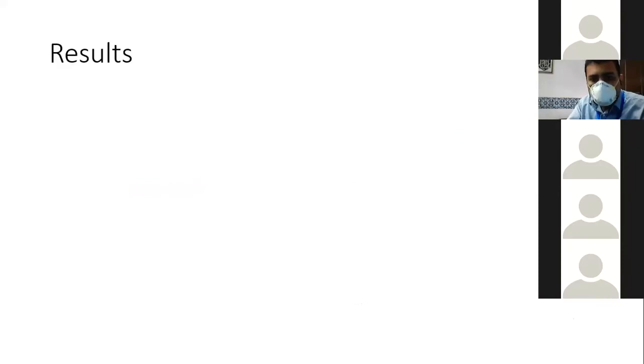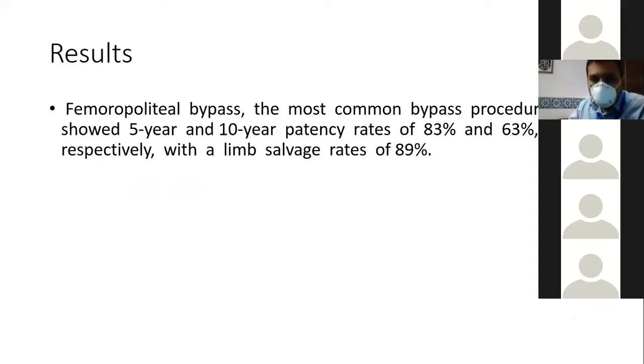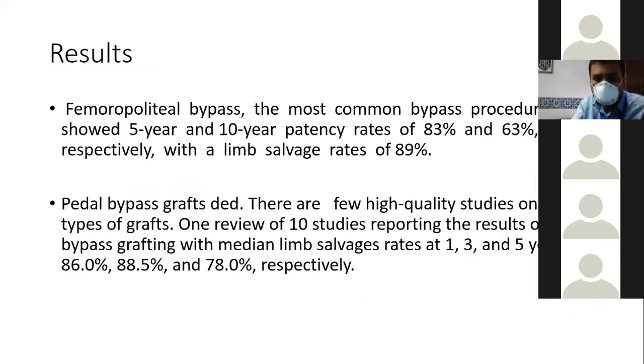But results, as Dr. Zahid has said, are excellent, especially when the vein is used. For example, for the femoropopliteal, which is the most common bypass, has shown 5 and 10-year patency of 83 and 63%, and the limb salvage is 89%. But mostly diabetic patients have infrapopliteal disease and pedal bypasses are used. They also have very good reports. This is a 10-study review which has shown that the patency ranges about 78 to 86%.